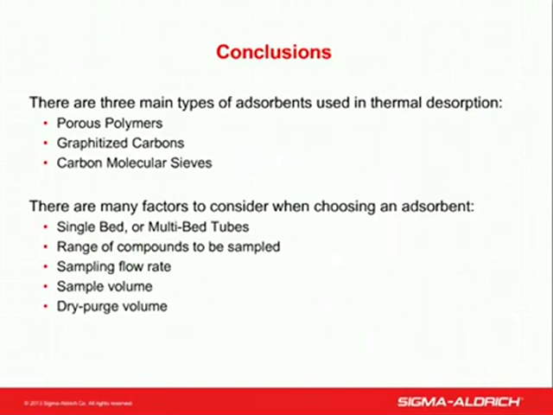So in conclusion, there are 3 main types of adsorbents used in thermal desorption: porous polymers, graphitized carbons, and carbon molecular sieves. And there are many factors to consider when choosing an adsorbent: single bed versus multi-bed, range of compounds to be sampled, sampling flow rate, sample volume, and dry purge volume.